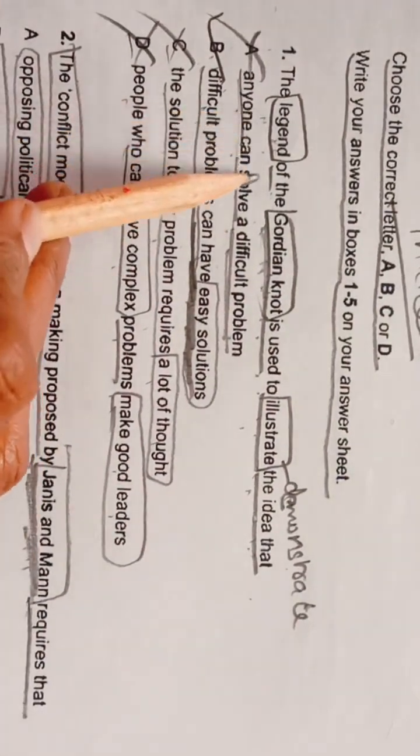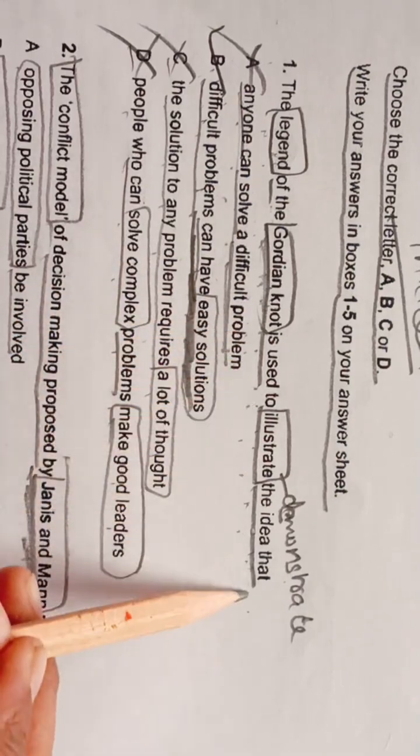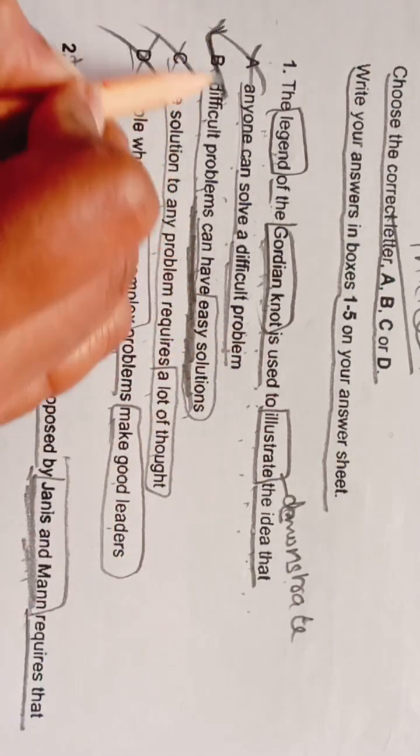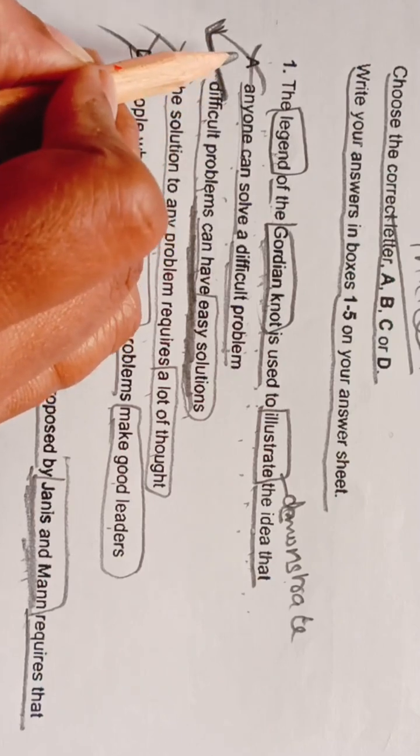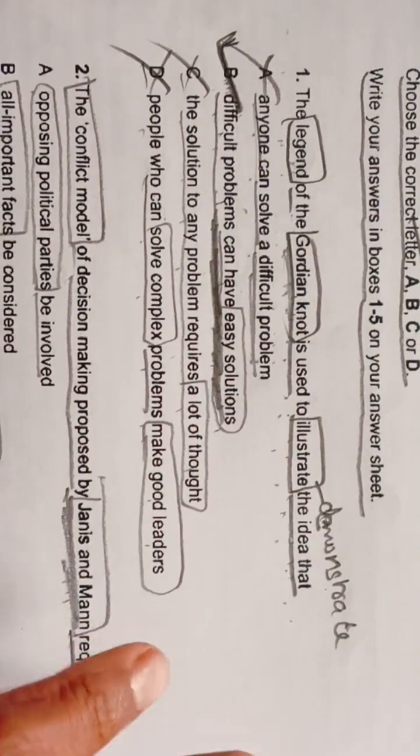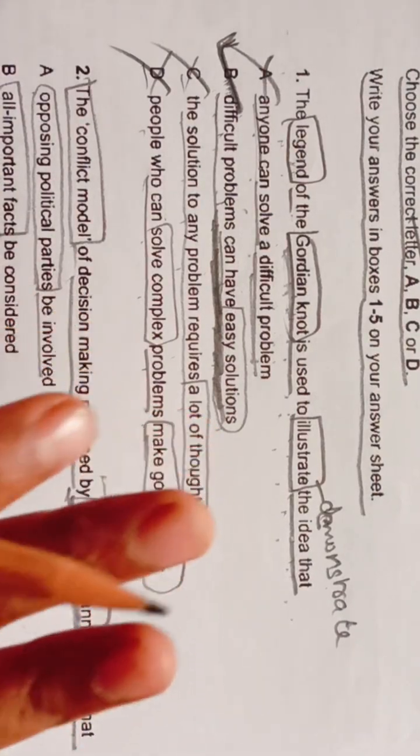This thing only, in the MCQ they are asking: the legend of the Gordian knot is used to illustrate the idea that difficult problems can have easy solutions. Okay, so that's why we have ticked this B option. I hope you understood this. So try to understand, each line is very important.